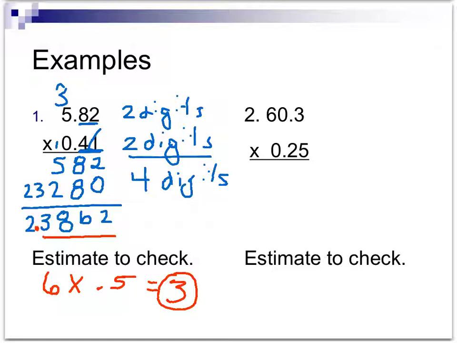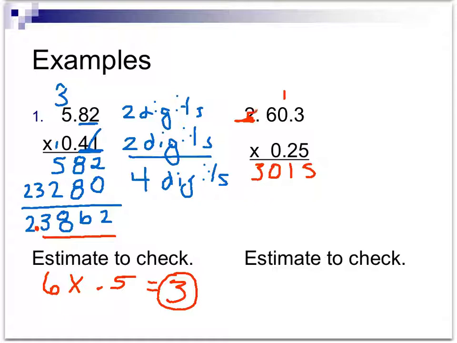In example 2, why don't you try it first by pressing pause, solve the problem, and then later press play and see if you're correct, as I will be working it out. Step 1, ignore the decimal point and multiply the numbers as you see them. So 5 times 3 is 15, 5 times 0 is 0, plus 1 is 1. 5 times 6 is 30.